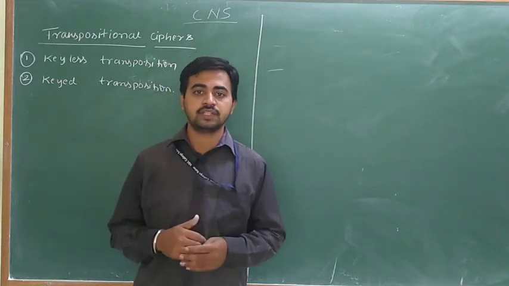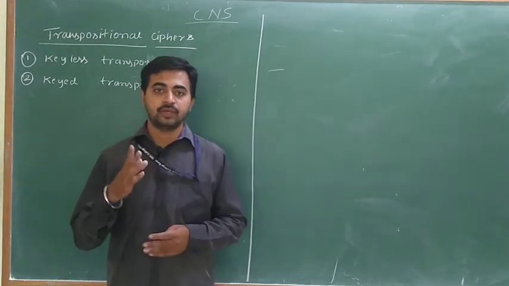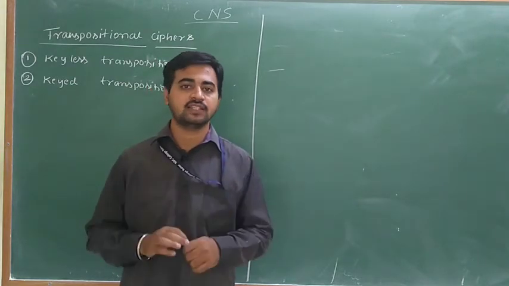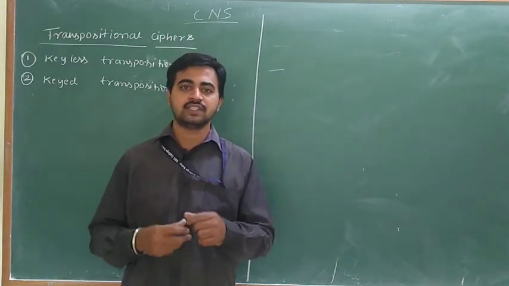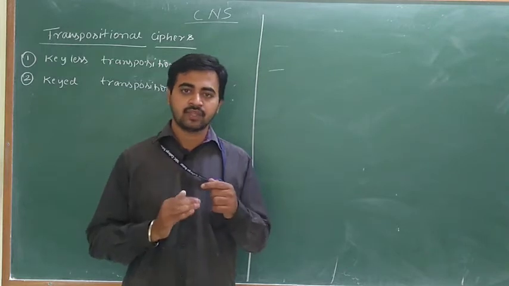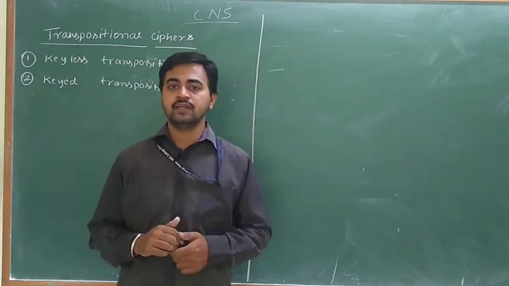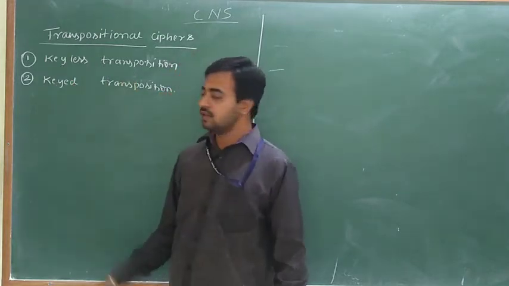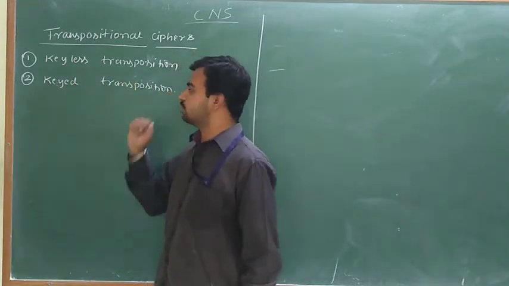In transpositional ciphers, we have two methods. Both the methods are very simple. There are not many calculations here, just randomization of the characters. There are some methods we need to follow. The first method is keyless transposition. The second method is keyed transposition.